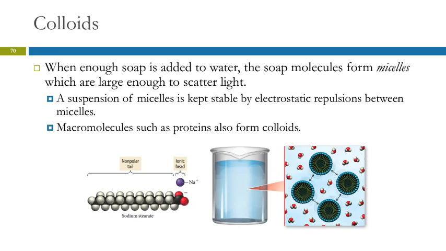Macromolecules are large molecules, such as proteins. Those also form colloids. So if you look at milk, you can't see through the milk. It's actually a colloidal dispersion. It's been homogenized so that it doesn't separate into the fat creamy layer on top and the skim milk on the bottom. But you can't see through it because those particles are larger, they're proteins.